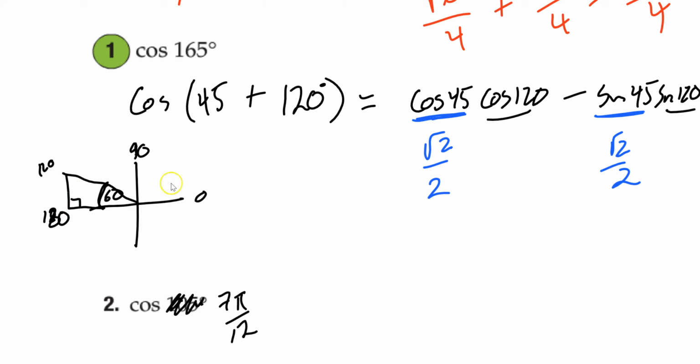Again, I don't care how you do this, right? Table, triangle, whatever way you do it. Either way, you should know that it's a 1 and a 2. That cosine 120 is negative 1 over 2.